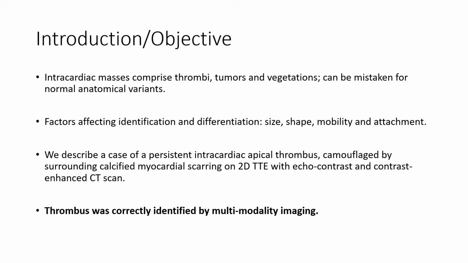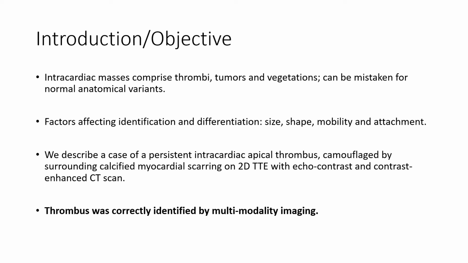Intracardiac masses comprise thrombi, tumors, vegetations, and can even be mistaken for normal anatomical variants. Factors that affect identification and differentiation include size, shape, mobility, and attachment to underlying cardiac structures.